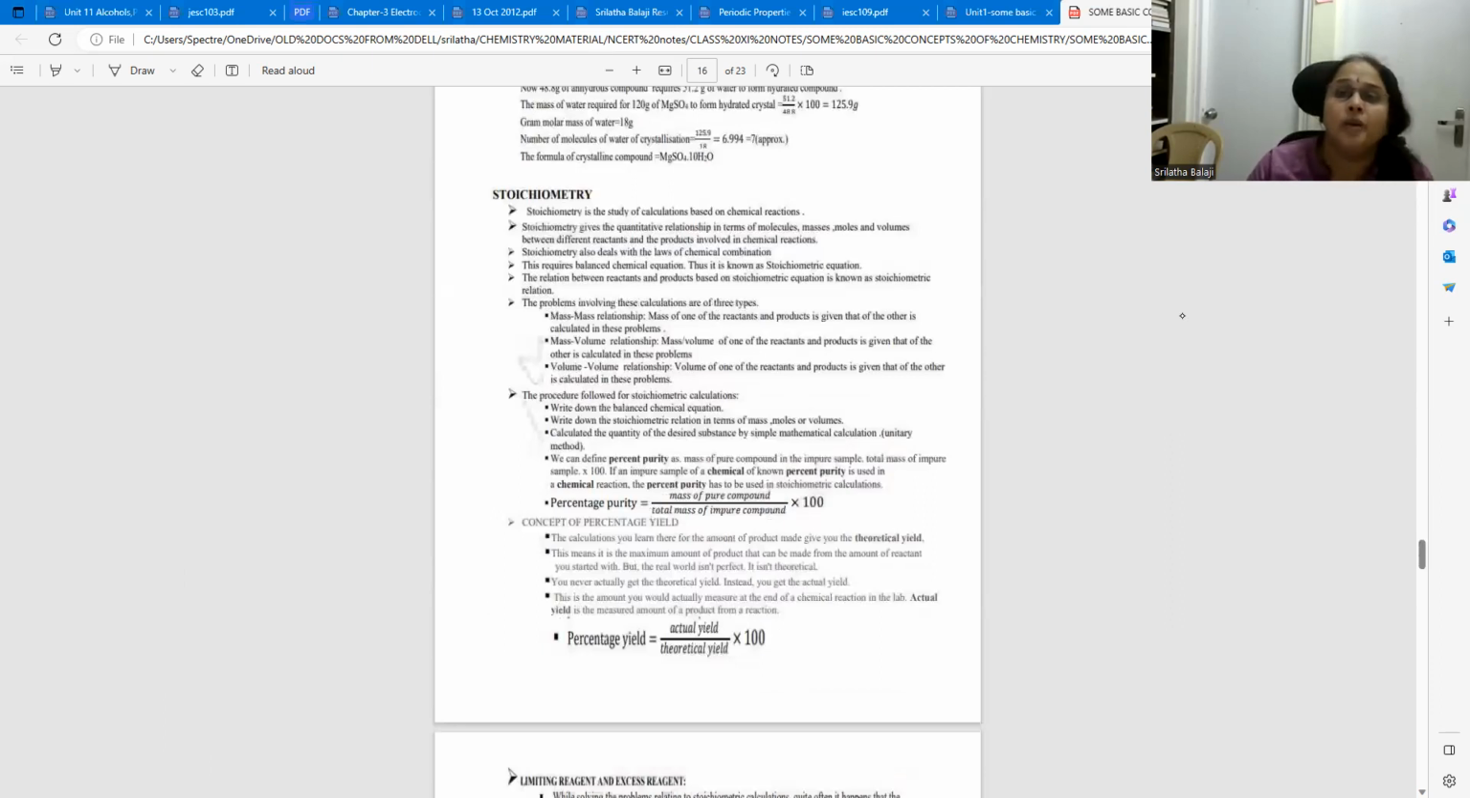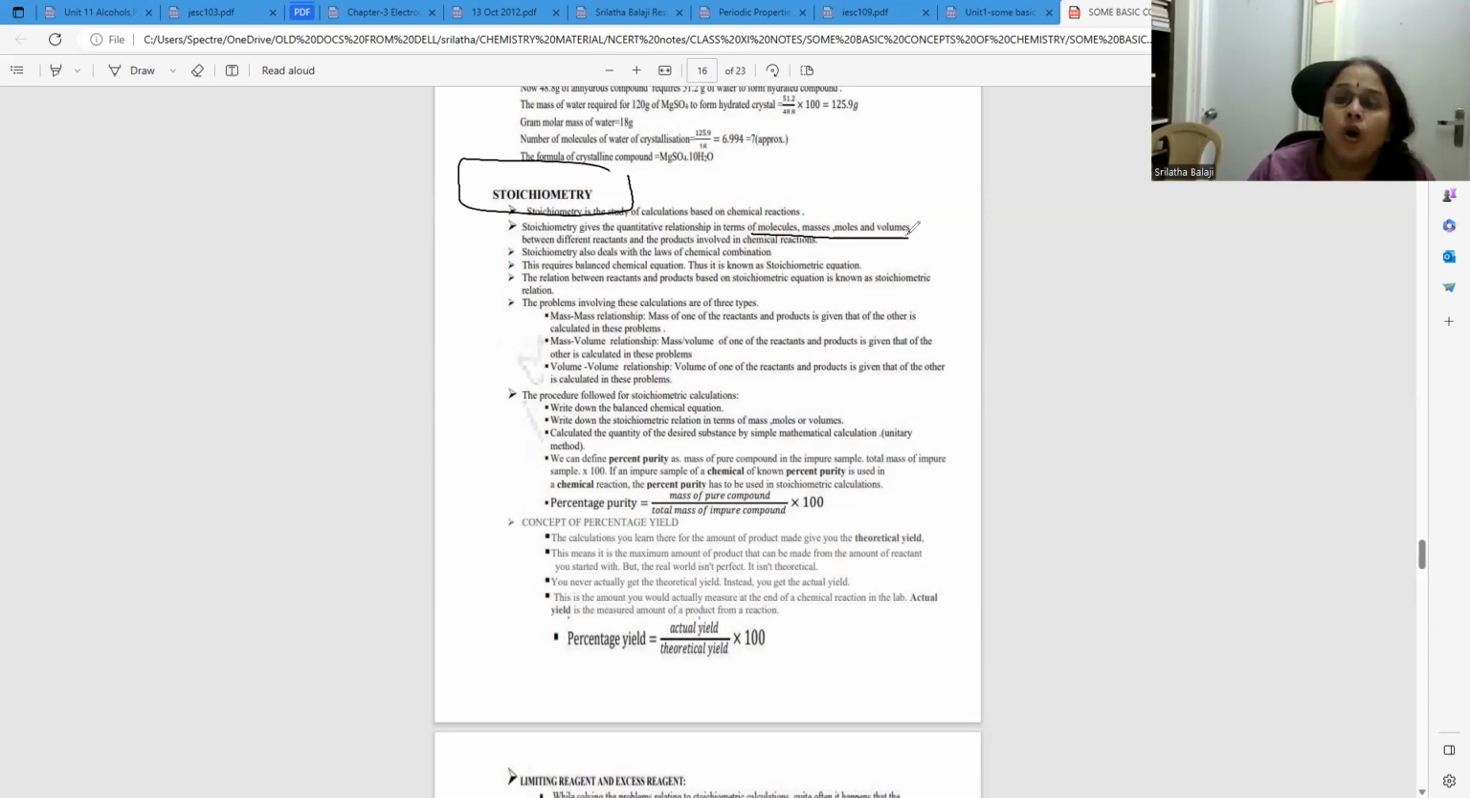So, stoichiometry is a calculation based on a chemical equation. When we take a relation, we always take it in terms of molecules, mass, volumes, or moles. When you have any calculation based on a chemical equation, we call such a chemical equation a stoichiometric equation. And the first step we always do is bring in the stoichiometric relation.